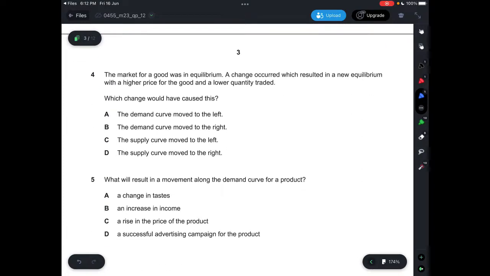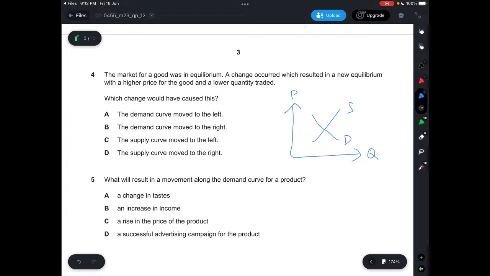Question 4: the market for a good was in equilibrium. A change occurred which resulted in a new equilibrium with a higher price for the good and a lower quantity traded. Which change will cause this? We're going to draw a DS graph, a demand supply graph, with a supply curve, a demand curve, quantity on one axis and price on the other. A new equilibrium with a higher price and a lower quantity traded.